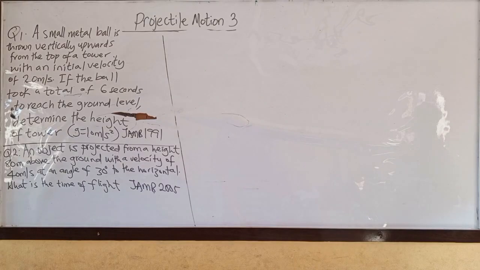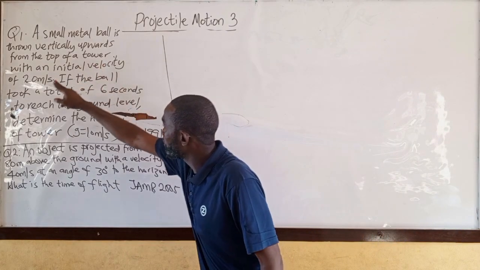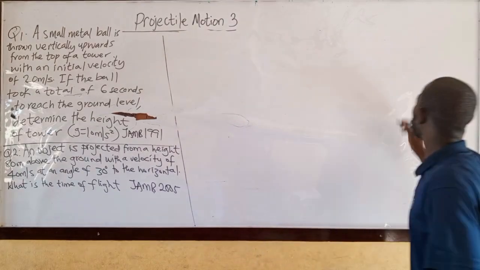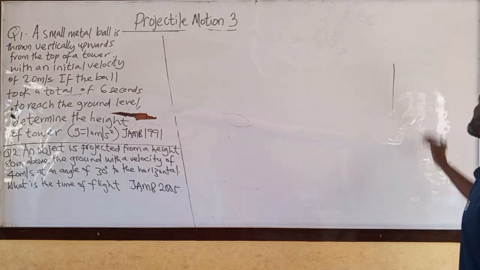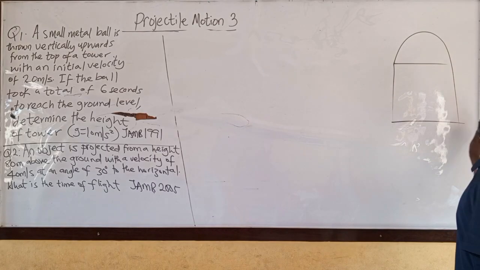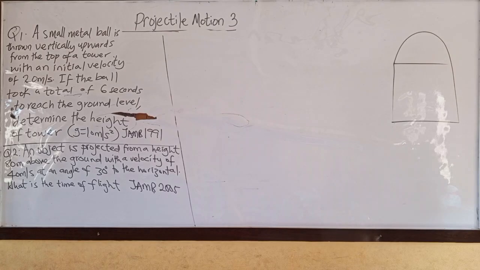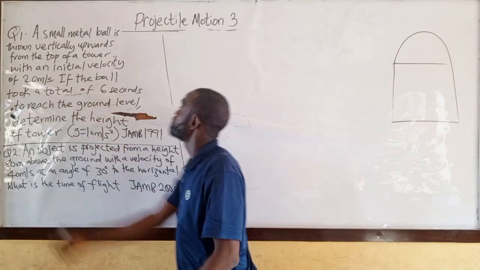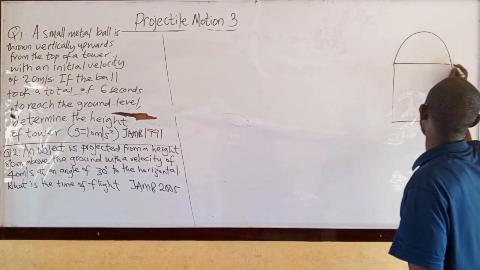The first one: a small metal ball is thrown vertically upwards from the top of a tower with an initial velocity of 20 meters per second. So I have this small metal ball here. It is thrown vertically upward. The motion will be like this. What is the vertical component of the velocity, which is 20? U of y. I told you, when it is vertically upward, this 20 is U of y, not ordinary u. So what about U of y?